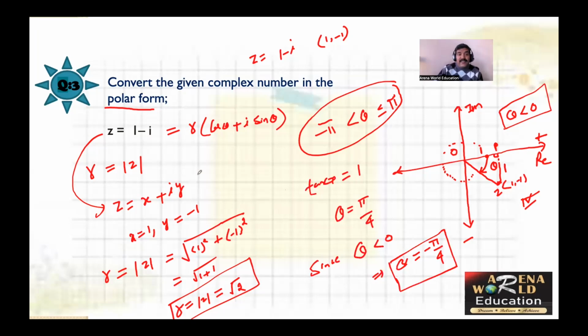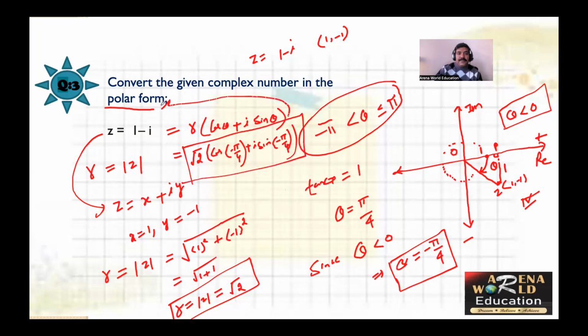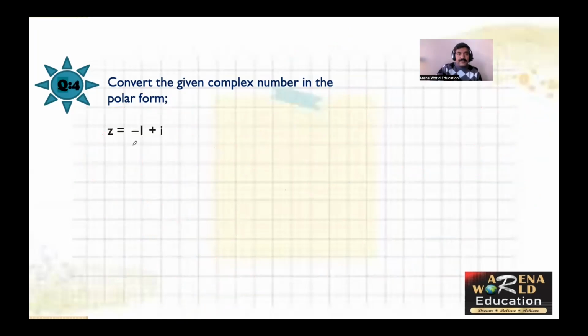And what is the required polar form? Simply we will substitute the value of r, that is under root 2, and what is cos theta? Theta is minus pi by 4, plus iota into sine of minus pi by 4. And this is the final result. I hope everybody is clear. In this way, we can solve questions related to polar form. Let us try another question.